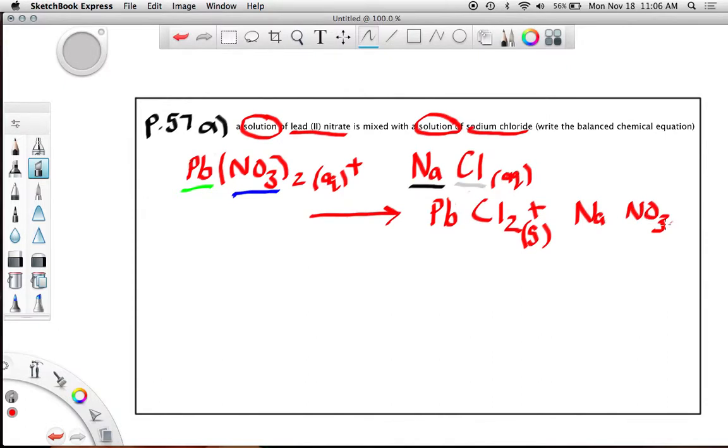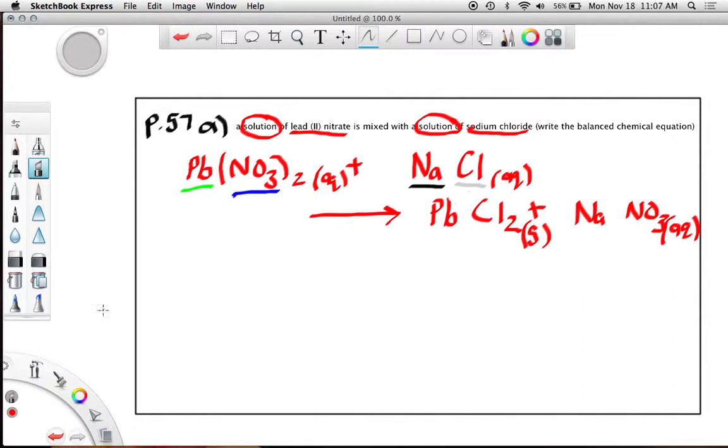So sodiums and nitrates together are really soluble. Doesn't really matter how soluble, it is soluble. There you go. So you're almost done. We figured out the states. We figured out what type of reaction. We figured out what the formula was. Now we just need to make sure it balances.